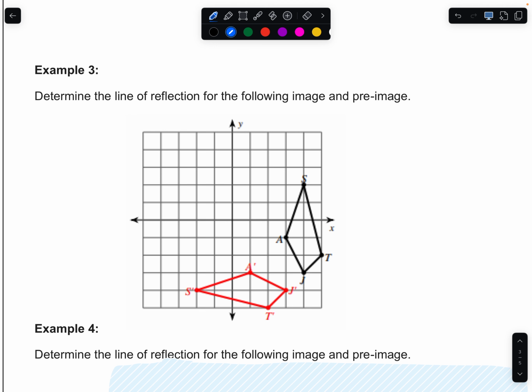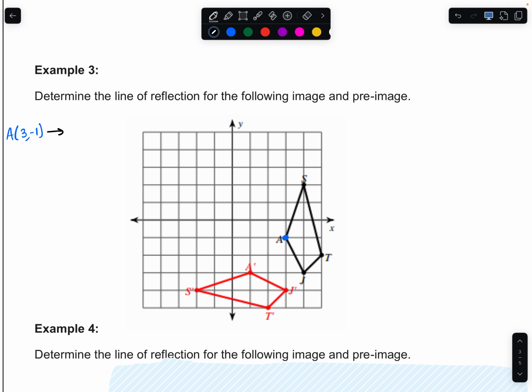We're going to need to do this for 2 points. We don't have to do it for all 4. I'm just going to pick A to start. I know that point A is right there. Its coordinates are 3, -1.